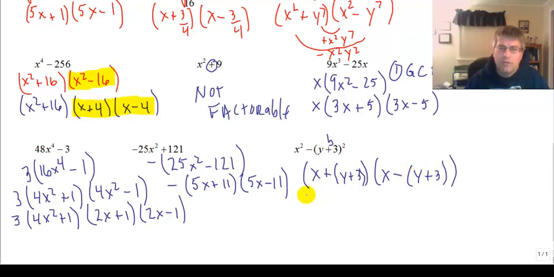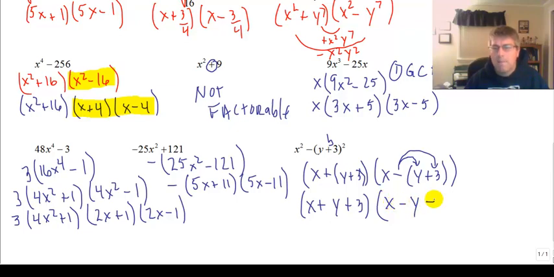But we can continue to simplify. So this is just x plus y plus 3. But this particular binomial, we have to distribute the opposite to both. That's our fraught with peril. So that becomes x minus y minus 3. So our fully factored form is the product x plus y plus 3 times x minus y minus 3.